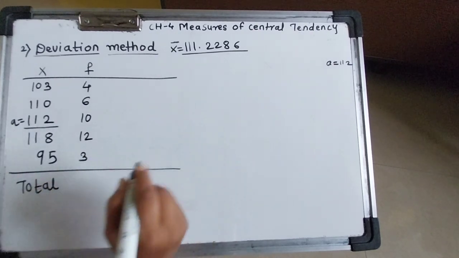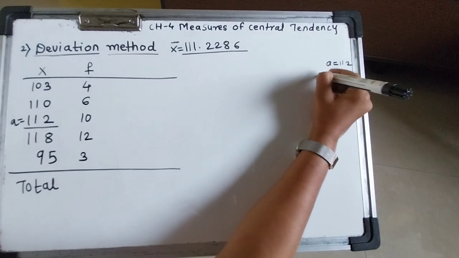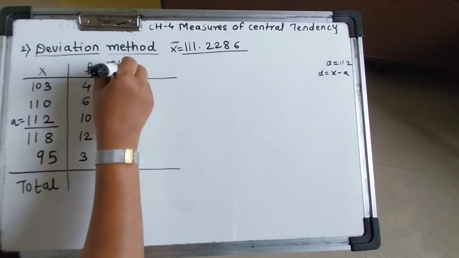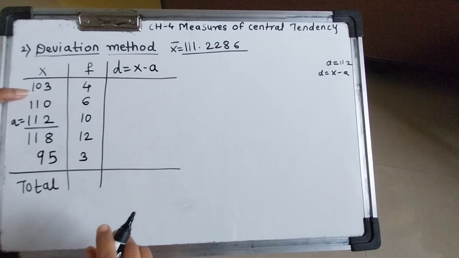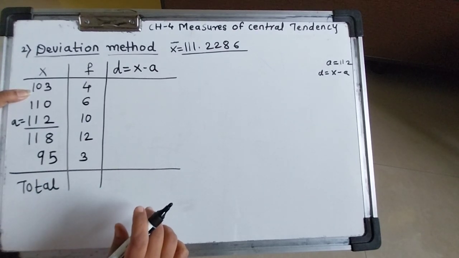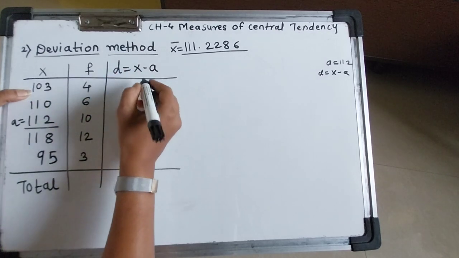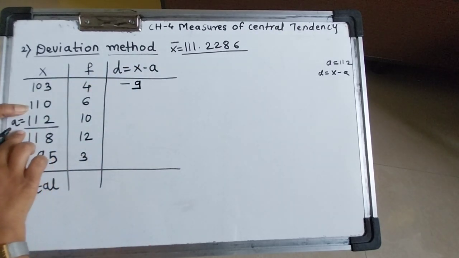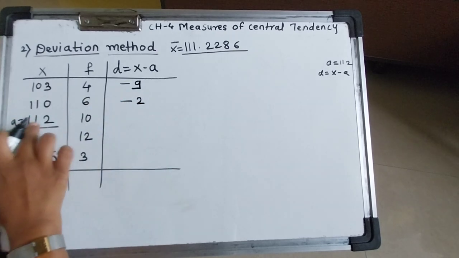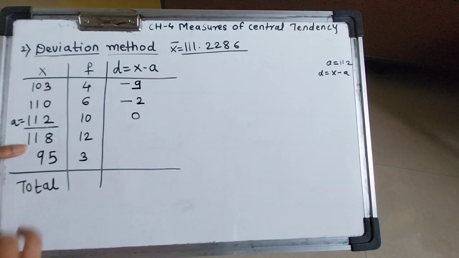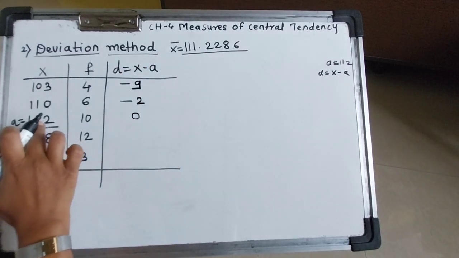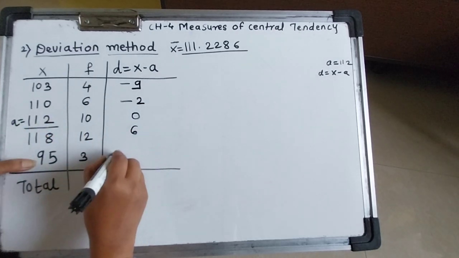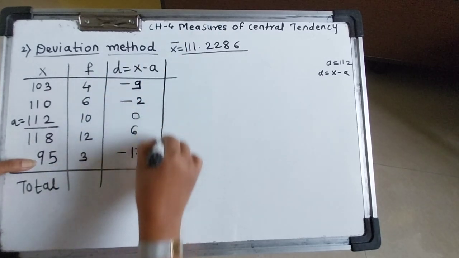Now by steps. First decide the assumed mean, done. Then D. D means X minus A. Prepare the column D. D is equal to X minus A. X is 103. 103 minus 112 is minus 9. 110 minus 112 is minus 2. 112 minus 112 is 0. 118 minus 112 is 6. 95 minus 112 is minus 17. This is my D column.